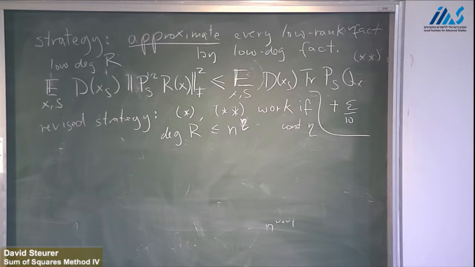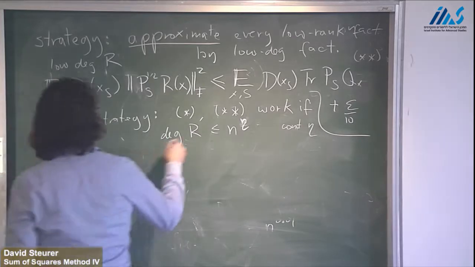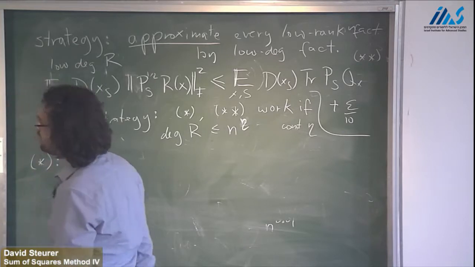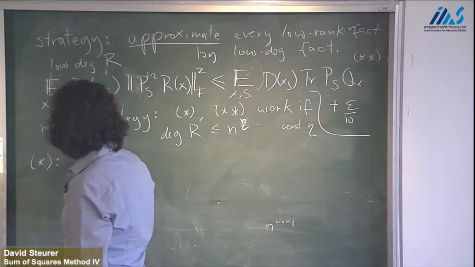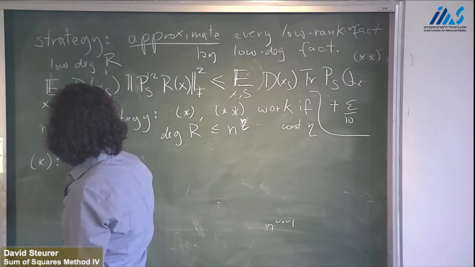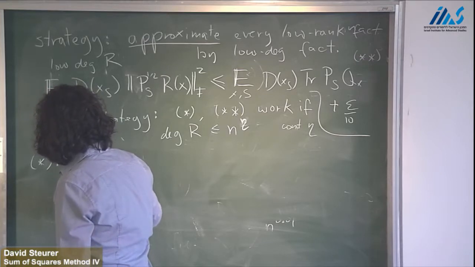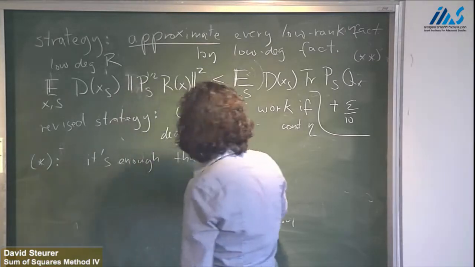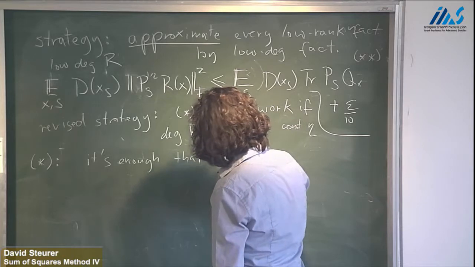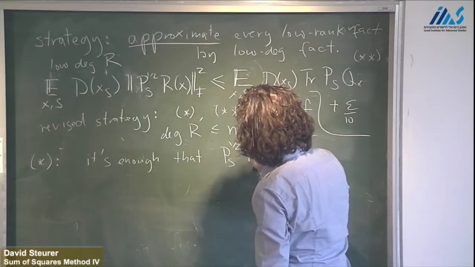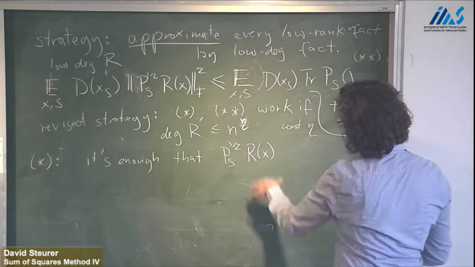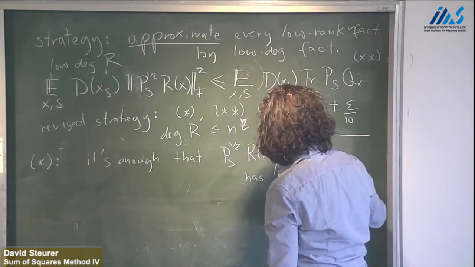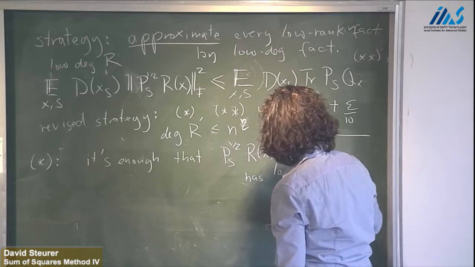Yes, okay, so that's a very good question. Let's talk about star. So why does star still hold if the degree is a bit larger? So the key point is that for star to hold, it's enough that the matrix valued function root of P sub S times R of X, so think of it as a matrix valued function in X, has low degree in the variables of S.